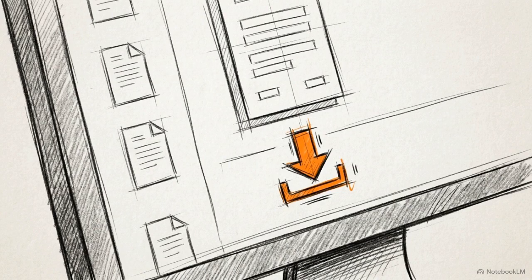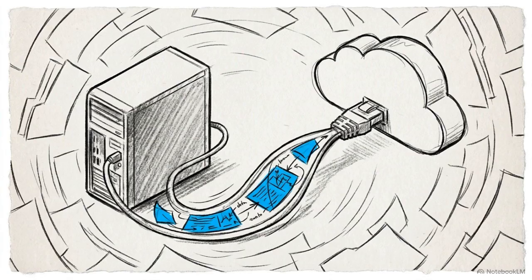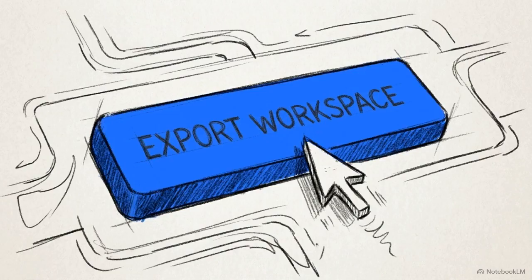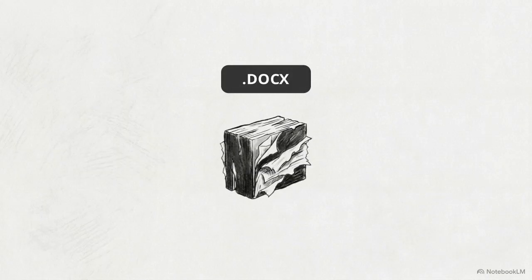Now that the data is processed, we have to extract it. To actually own your research, you have to physically pull it out of the cloud ecosystem. We do this using a third-party Chrome extension called NotebookLM Tools. Once installed, clicking the extension gives a one-touch option to bulk download your entire workspace at once. The extension downloads everything as Markdown files, or .md.